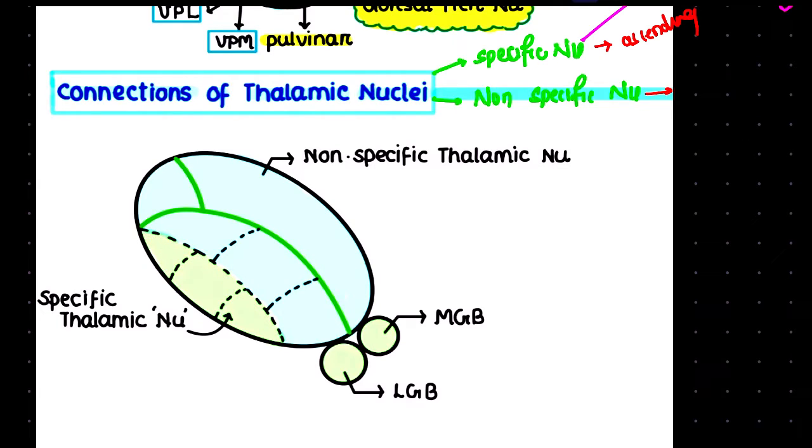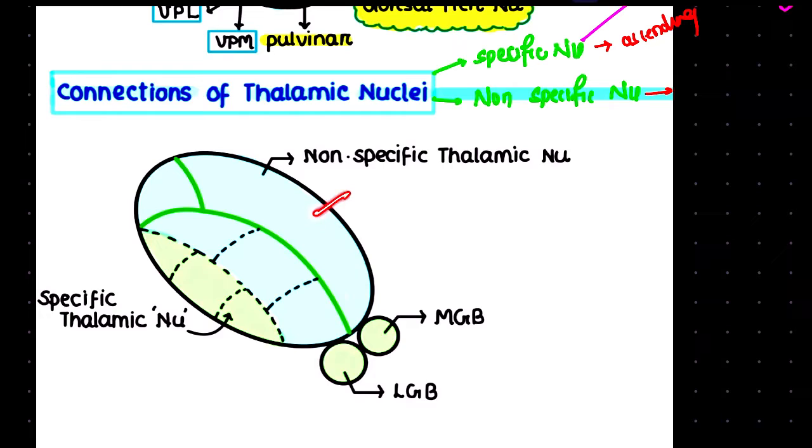The ventral part nuclei. What are the ventral part nuclei? These are ventro-anterior, ventro-lateral, ventro-posterior, right? Along with these, the lateral geniculate body and medial geniculate body, these are the part of what? Specific thalamic nuclei, right?